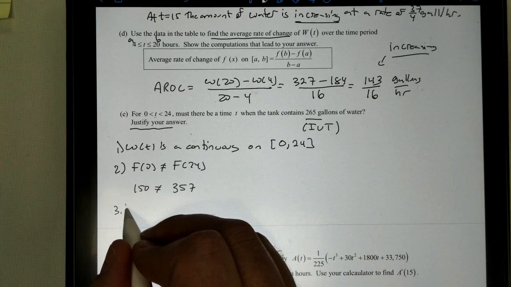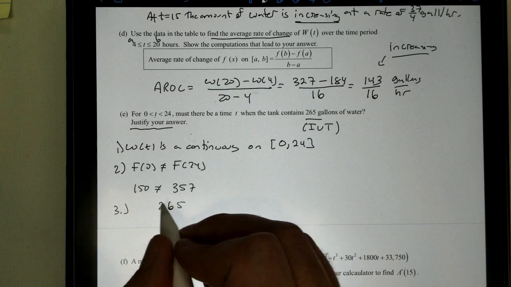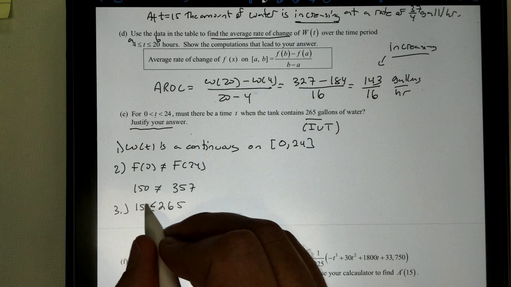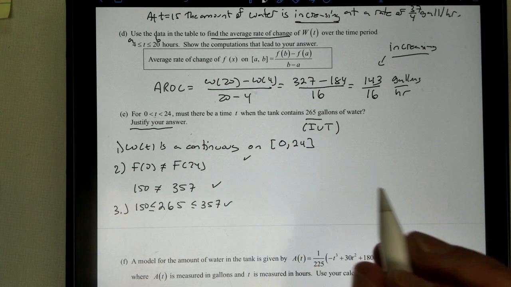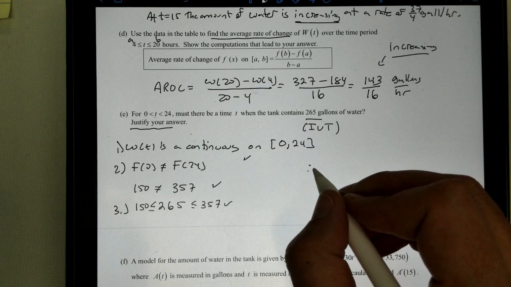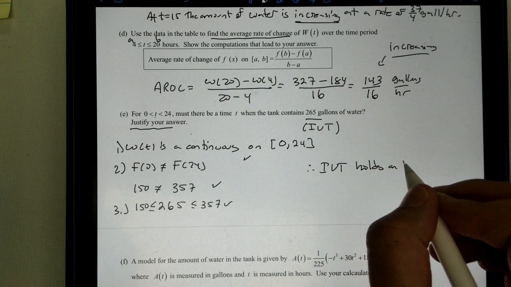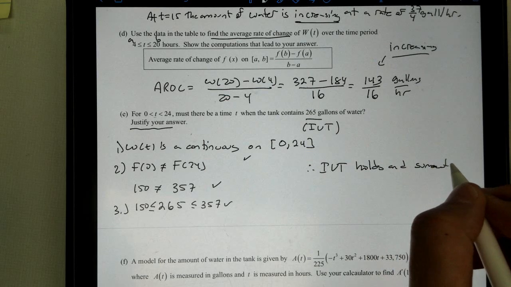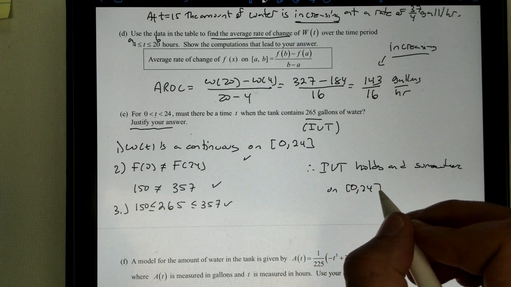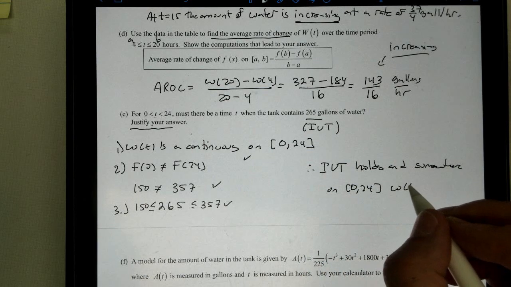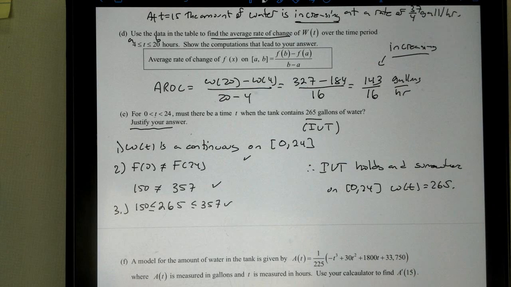The third step is, is 265, excuse me, between them. And the answer, of course, is yes, yes, yes to all three. So therefore, remember, we're going to say, therefore, we can say IVT holds, and somewhere on that domain, 0 to 24, the value of the function, W of t, has to equal 265. So we know it has to equal 265.